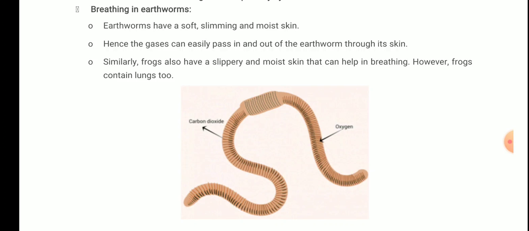So, in the earthworm they have a soft, slimy and moist skin, and because of this type of skin, the gases can easily pass in and out of the earthworm through its skin. For example, if you see the diagram, it is shown that oxygen is entering the body through the skin and carbon dioxide is also exiting the body from the skin.